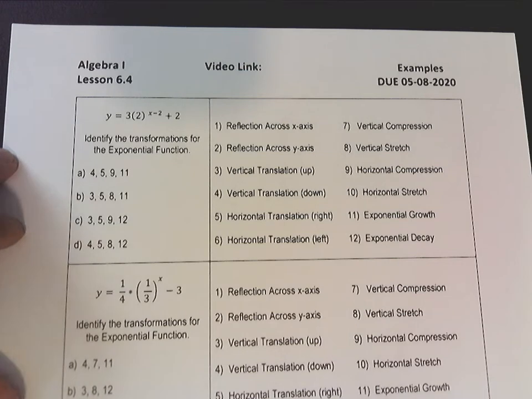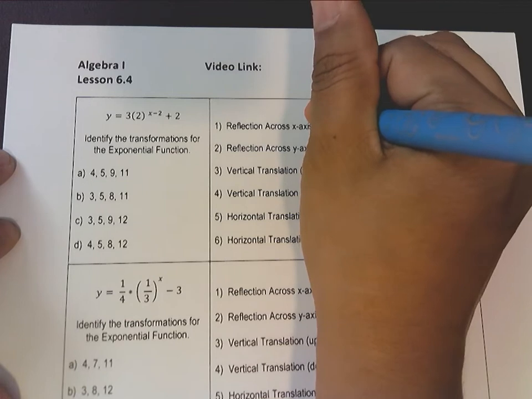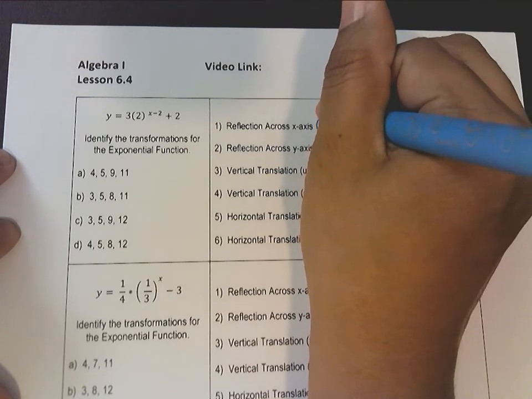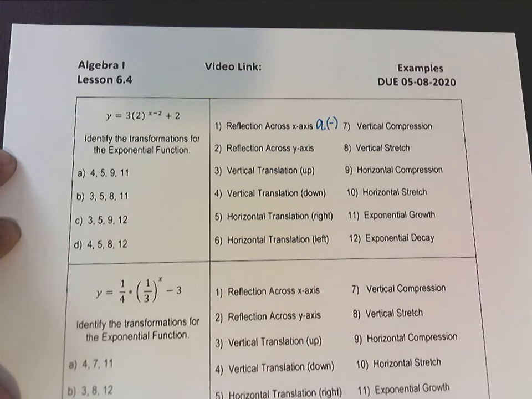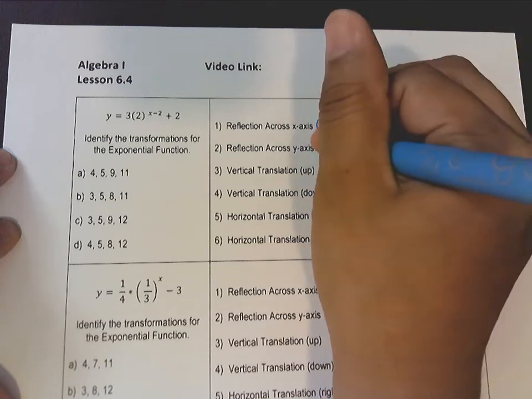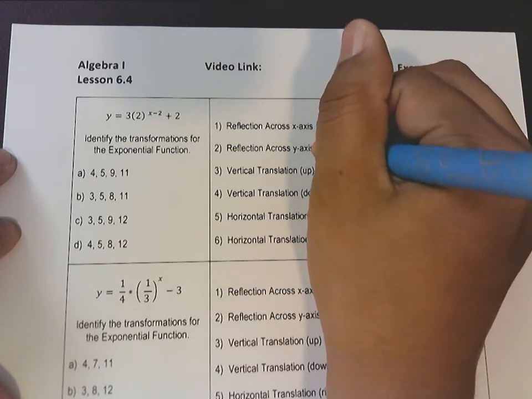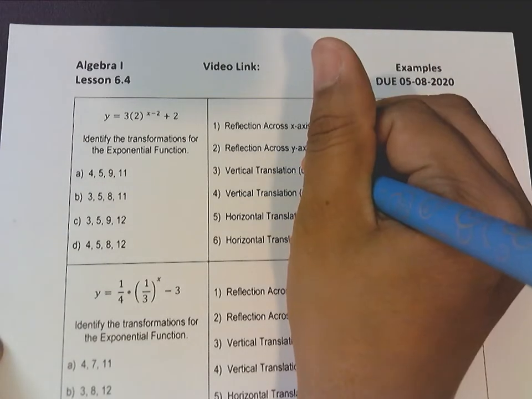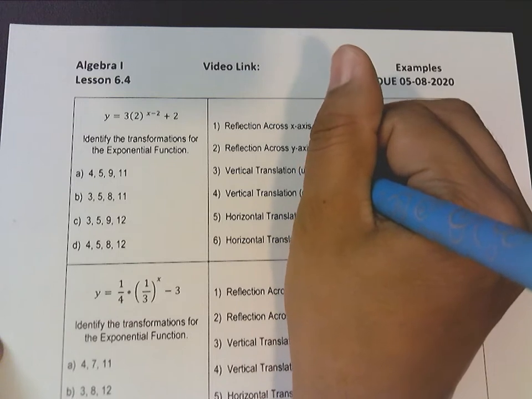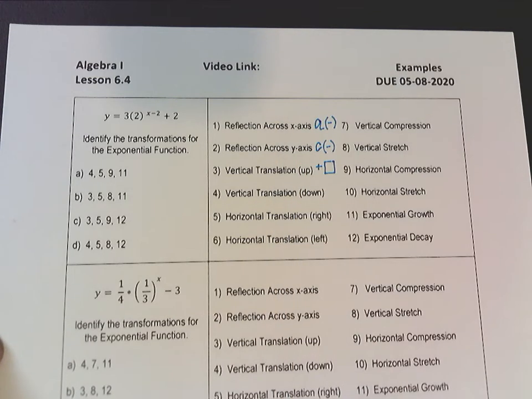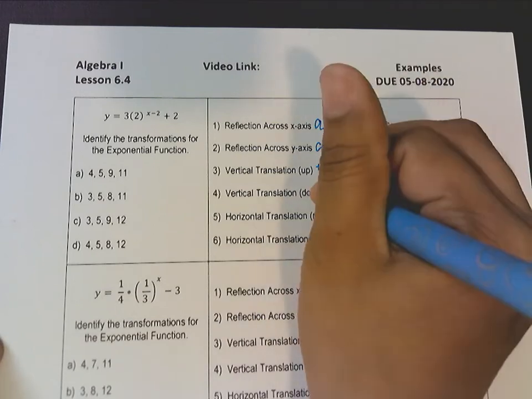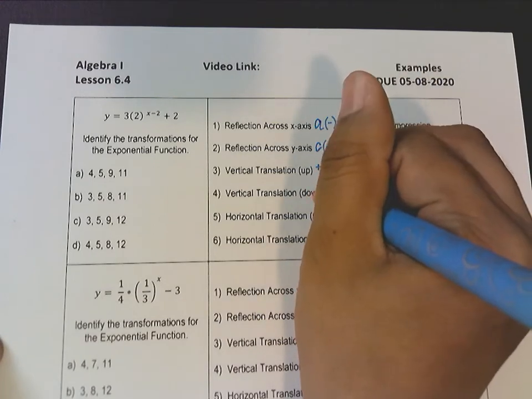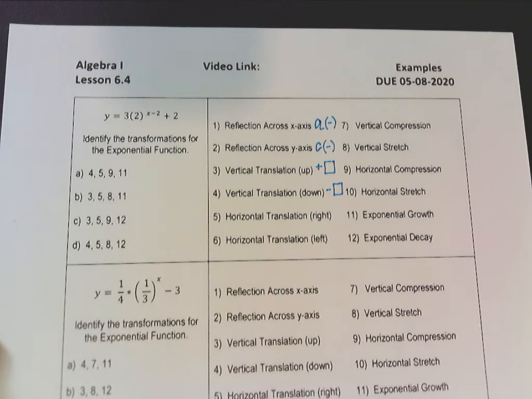So, reflection across the x-axis. That means that my A is going to be negative. A reflection across the y-axis means that my C is going to be negative. A vertical translation up means that my K is going to be a positive number. A vertical translation down means my K is going to be a negative number, or the asymptote, right?